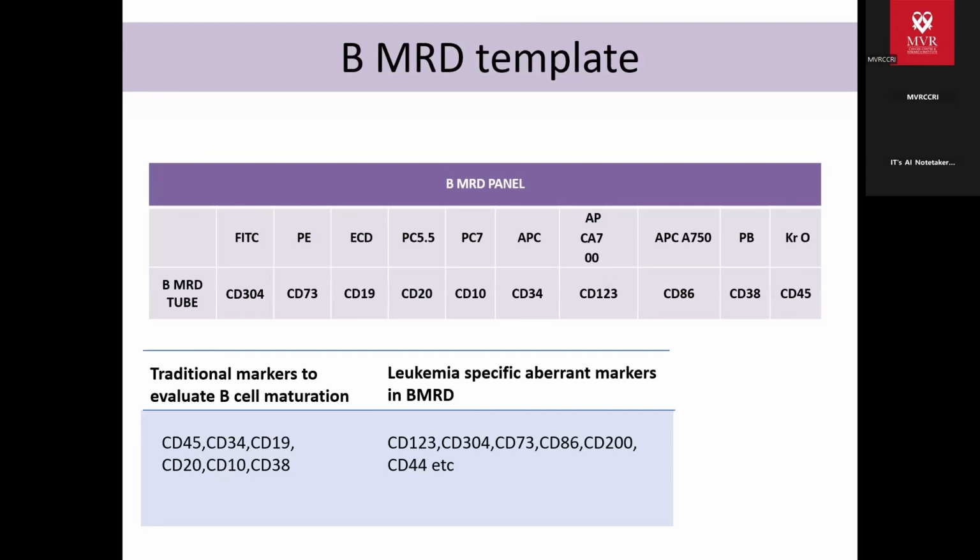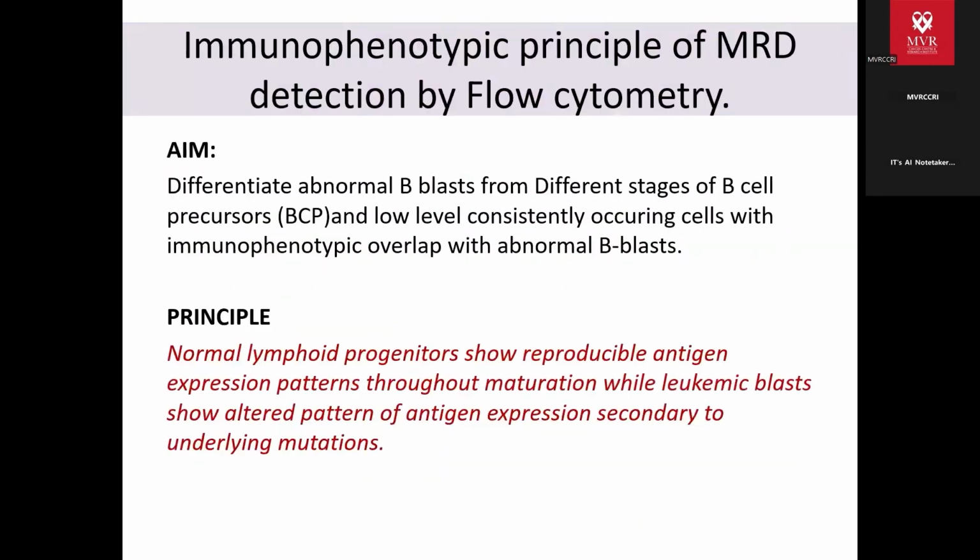Then leukemia-specific aberrant markers are used in B-MRD. These are CD123, CD3, all those exotic markers which can be seen in other normally occurring cells in the marrow, like plasmacytoid dendritic cells and mesenchymal stem cells, but which can be aberrantly expressed in B cell maturation. So this is our panel for MRD.